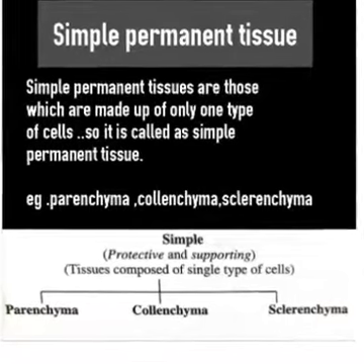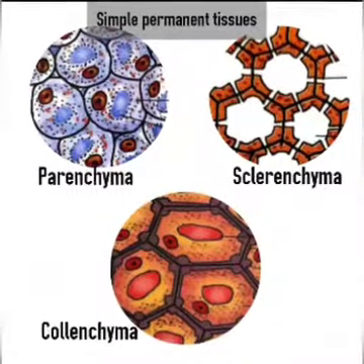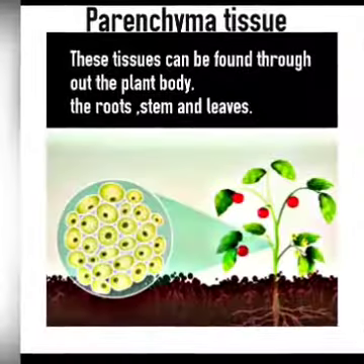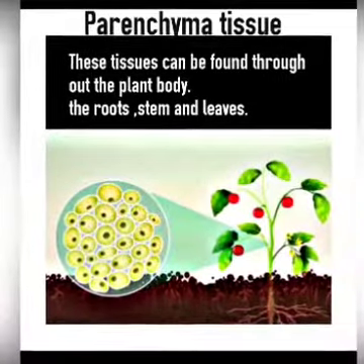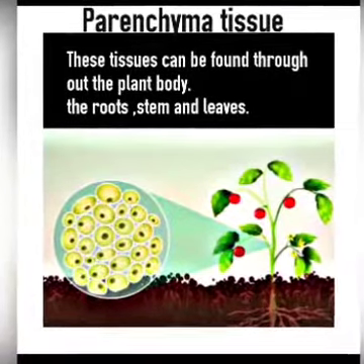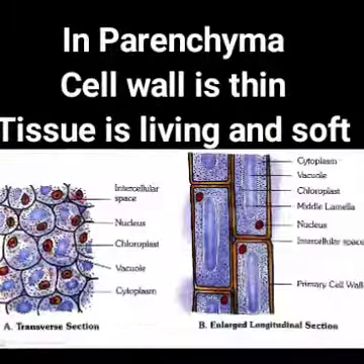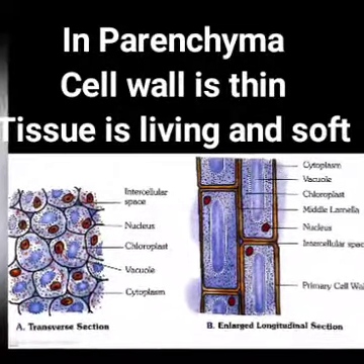Simple permanent tissue is protective and supportive tissue and is made up of a single type of cells. There are three types of simple permanent tissue: parenchyma, collenchyma and sclerenchyma. Let's see parenchyma. You can find parenchyma tissue throughout the plant body. These are also called filler tissue as they fill the space. Cell wall is thin. Having a thin cell wall makes this tissue soft.